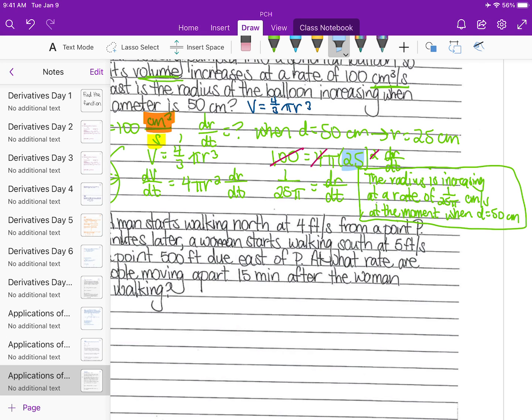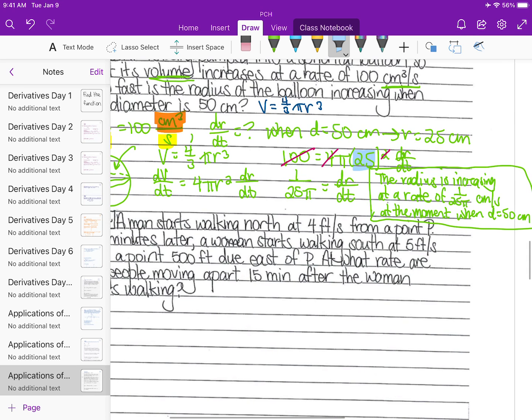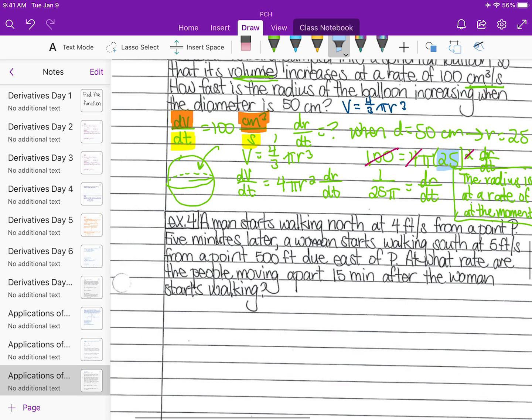I would be plugging a different number in there, right? So at a different time, when the diameter is 100 centimeters, I'm going to get a different rate of change for the radius. So in these problems, I want these answers to look like this. This is a formula. I want you to understand why we write it that way, but I need you to say whether the thing we're looking at is increasing or decreasing, the rate that it's changing with units, and at the moment when, blah, blah, blah, whatever was given in the problem.